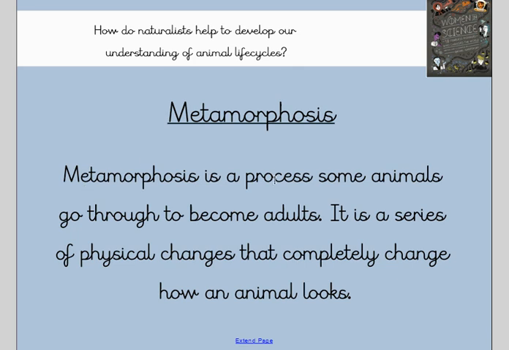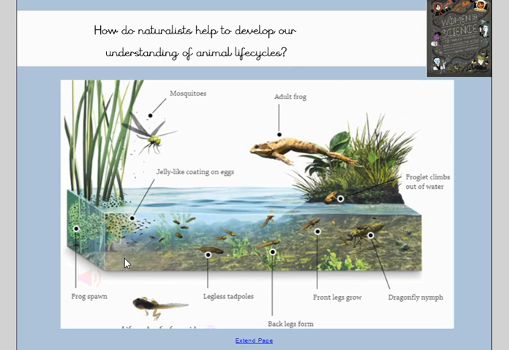Metamorphosis is a process some animals go through to become adults. It is a series of physical changes that completely change how an animal looks. So, like the tadpole to the frog, a complete change in how that animal looks. So, let's have a look at a frog's life cycle. We've got here the different stages. Starting with frog spawn, then we go to tadpole. We have the back legs, then the front legs, then we get a small froglet into the adult frog. And then that cycle continues.